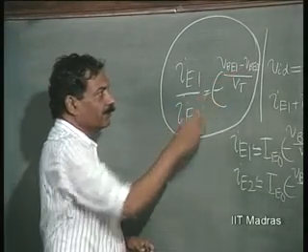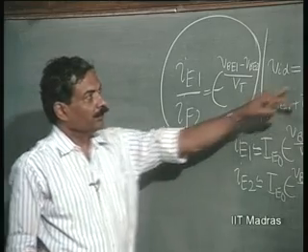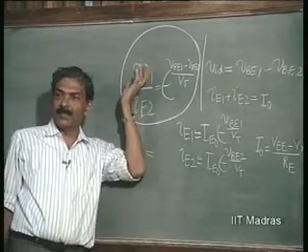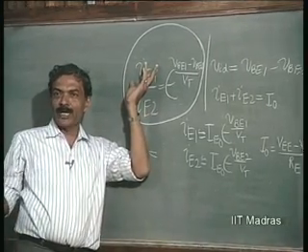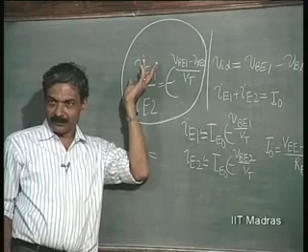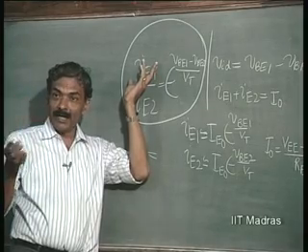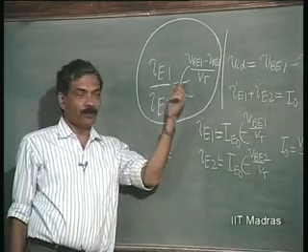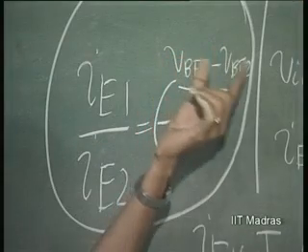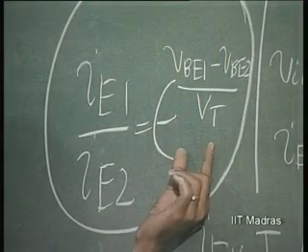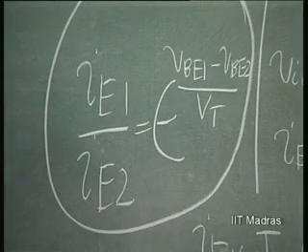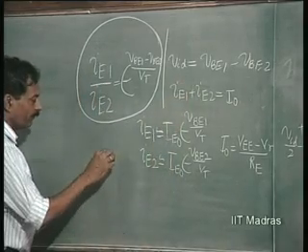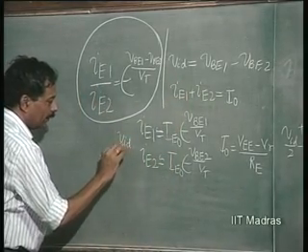So, what is VBE1 minus VBE2 in this case? It is nothing but VID. So, in this case, this relationship is valid always in general. Let those transistors be anywhere in a circuit. The ratio of the two currents of the transistors will always be equal to exponent VBE1 minus VBE2 by VT. This is a general relationship. In the case of a differential amplifier, we know that VBE1 minus VBE2 is equal to VID. In that case, it simplifies to exponent VID by VT.